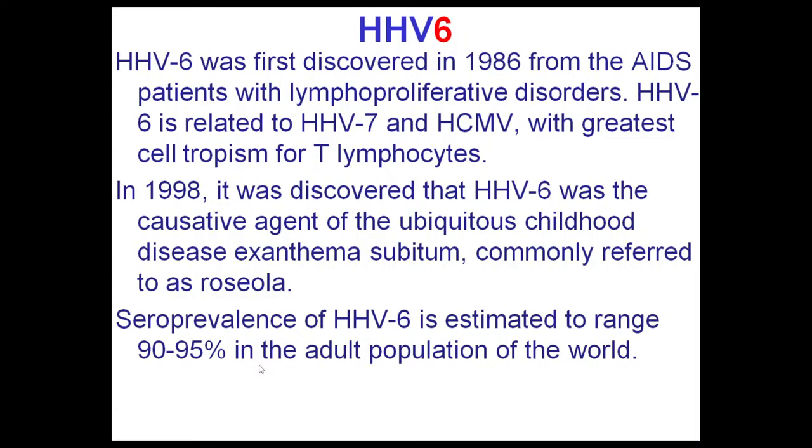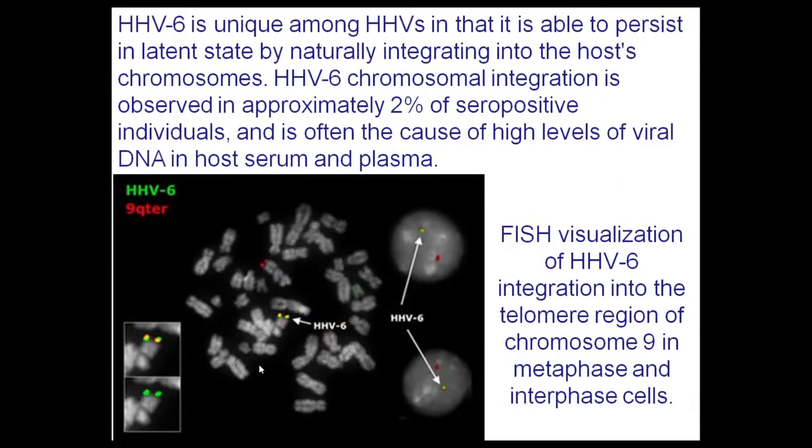They have greater CMV tropism for T lymphocytes. In 1998, it was discovered that HHV6 was the causative agent of a ubiquitous childhood disease called exanthema subitum, commonly referred to as roseola. Interestingly, the seroprevalence of HHV6 infection is estimated to range from 90 to 95% in the adult population of the world. Maybe this is the most common herpes virus infection.